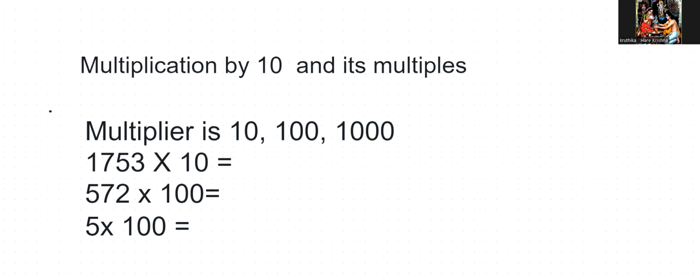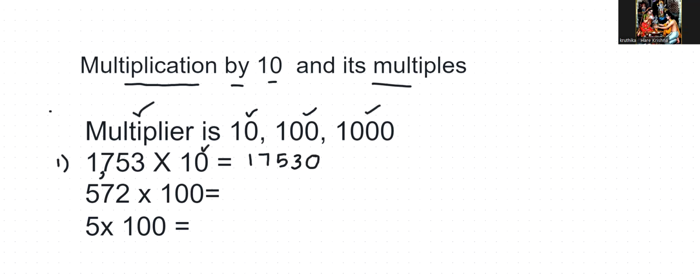Now we are going to look into multiplication by 10 and its multiples. So if the multiplier is going to be 10, 100, 1,000, that is 1 followed by a number of zeros. Okay. If that is the condition, what we are going to do. Okay. So this is 1,753 multiplied by 10. It is going to be 1,753 followed by whatever number of zeros is there in the multiplier. Multiplierல எத்தனை zero இருக்கோ அத பின்னால சேர்த்துக்கணும் அவ்வளவுதான்.